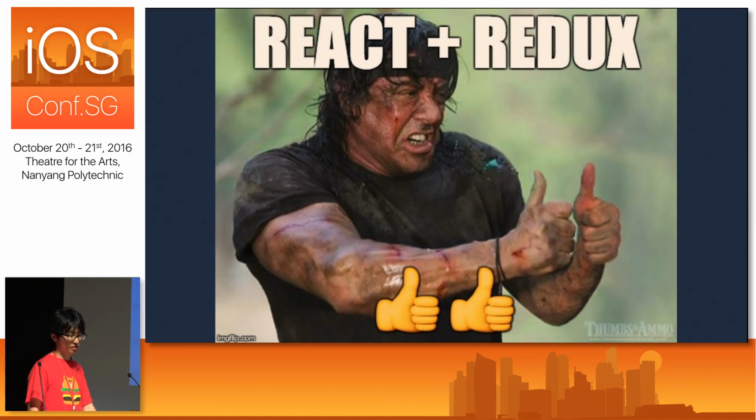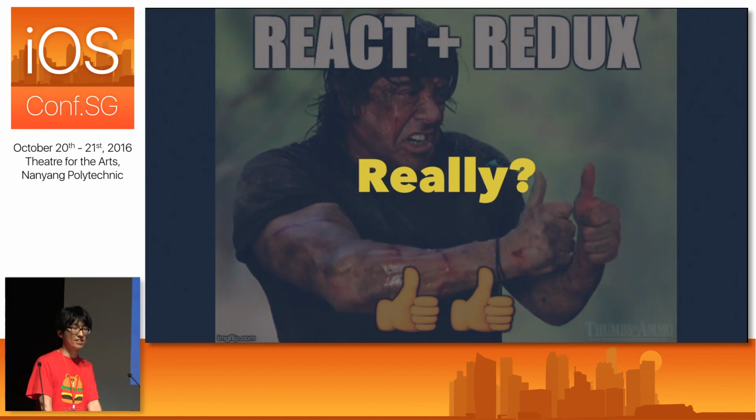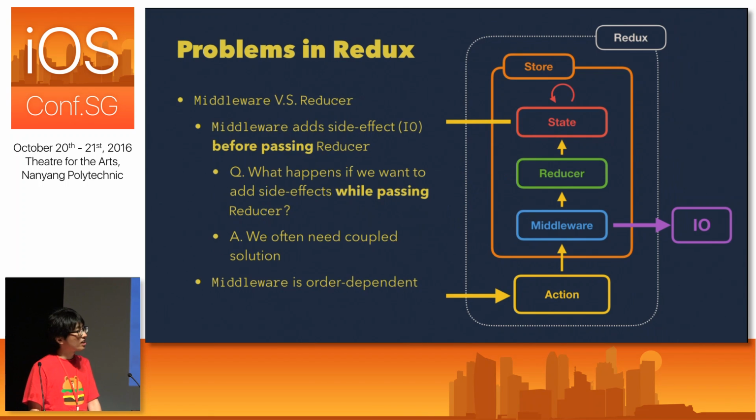So React plus Redux, everything will be perfect. But actually, there's a problem in Redux. The biggest problem is the position of middleware. As we just saw in the Redux diagram, middleware and reducers are both lined up like this. And their roles are different, and therefore, they are completely separated. But in practical code, we often want them coupled together. That means, instead of applying the reducer only after middleware, we want to apply reducer and middleware at the same time.